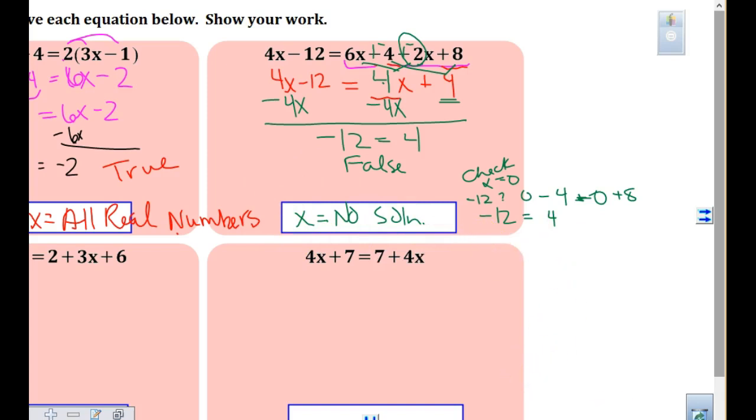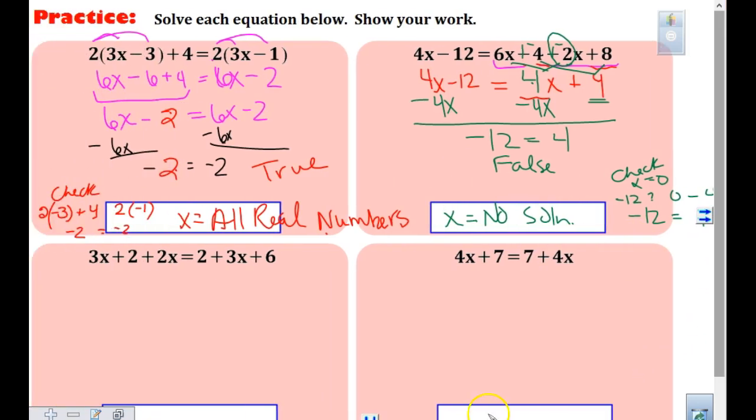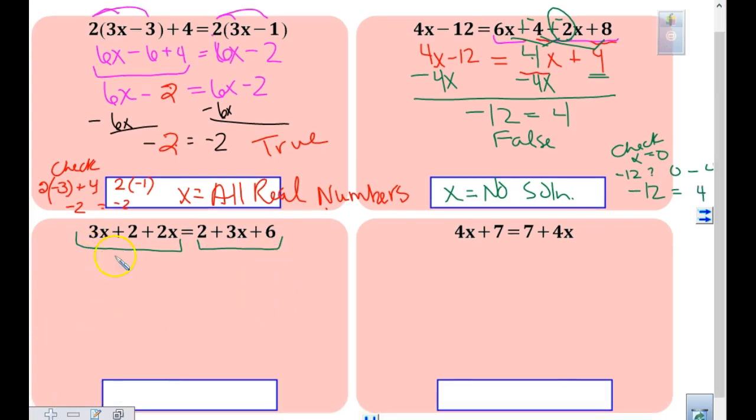I picked an easy number. I could have picked any number, but that's an easy one. We're going to start adding like terms on this side and on this side. Some of you don't like to add your like terms first. Question. What are you going to end up with?